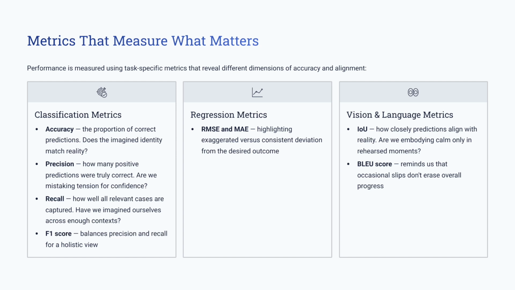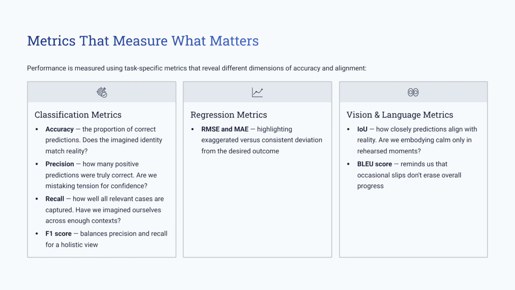Precision, how many positive predictions were truly correct? Are we mistaking tension for confidence? Recall, how well all relevant cases are captured. Have we imagined ourselves across enough contexts? F1 score balances precision and recall. For regression, RMSE and MAE, highlighting exaggerated versus consistent deviation from the desired outcome.